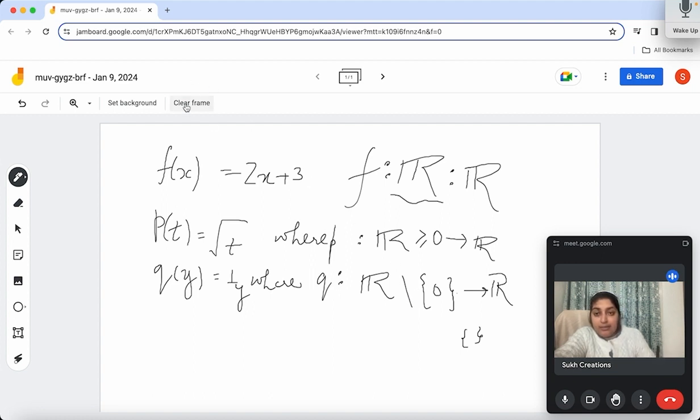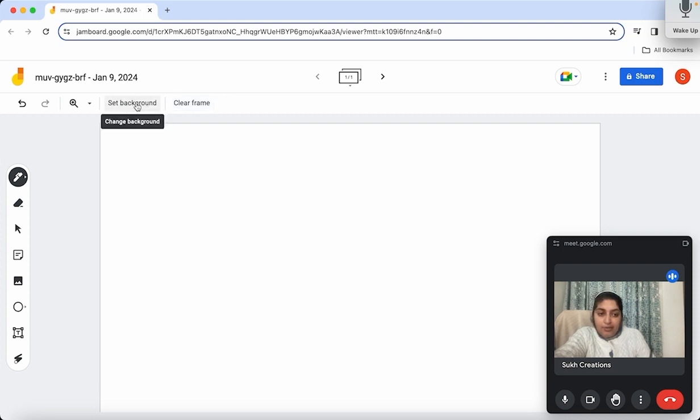Now let's go to the range. The range of a function in mathematics refers to the set of all possible output values that the function can produce for its given inputs within the defined domain. We can't go beyond the domain. That's an important thing.